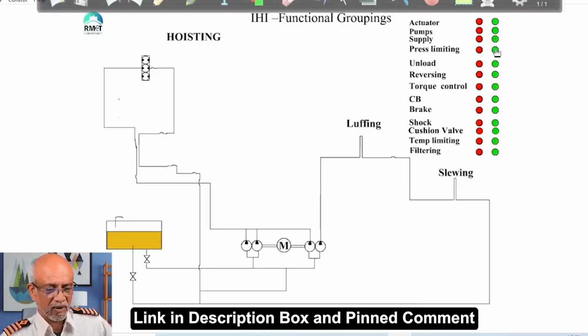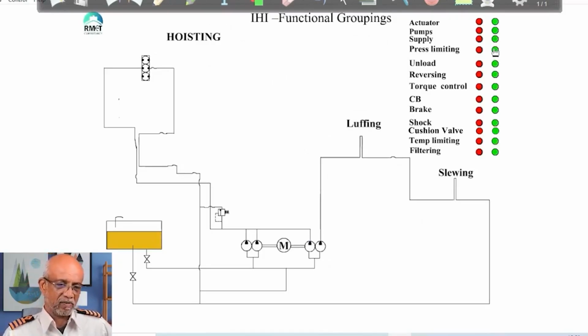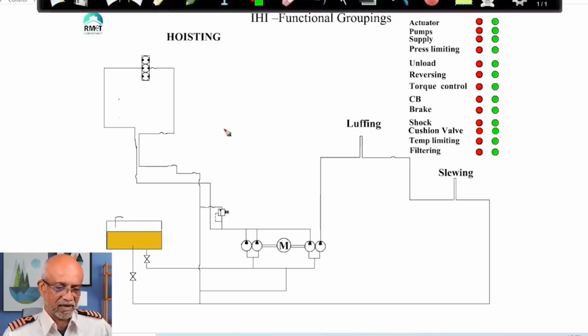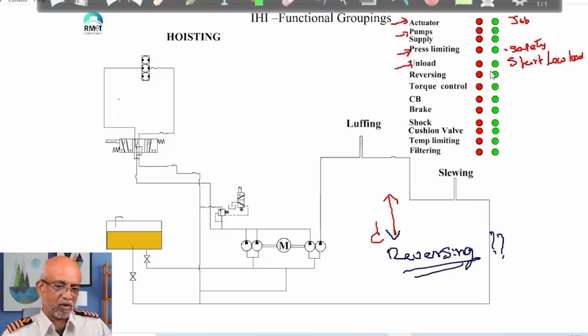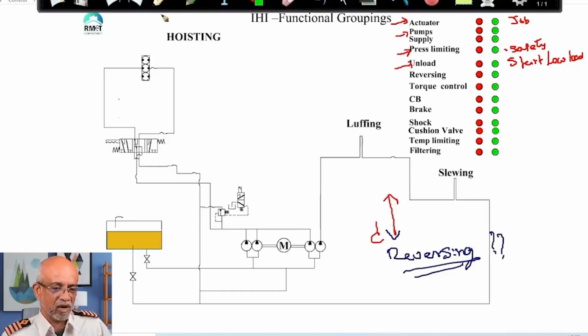Pressure controlling device, also called a relief valve. Pressure limiting device, in this case, I call it the relief valve. Understood? I'm going to explain that component. The reversing in this particular crane is going to be done by a component called the direction control valve. Direction control valve. This is where you say that I have 1, 2, 3, 4, 5, 6, 7 by 3 direction control valve. 7 by 3.